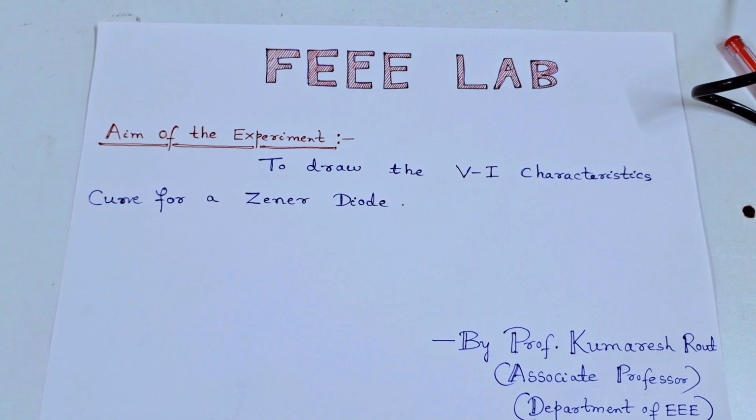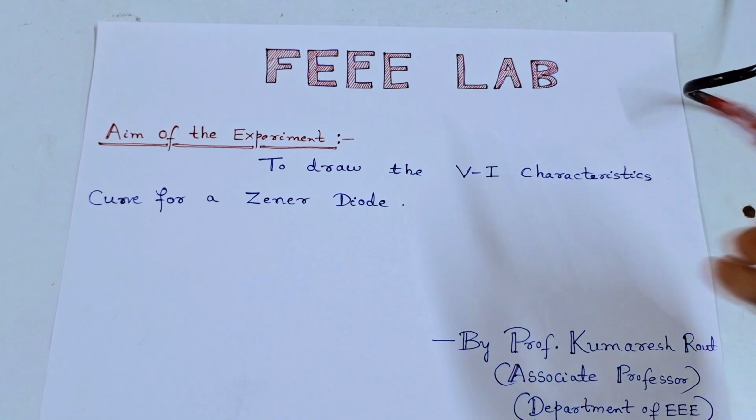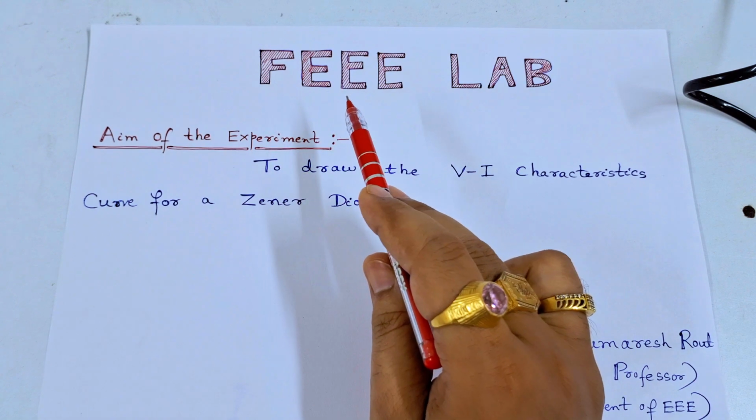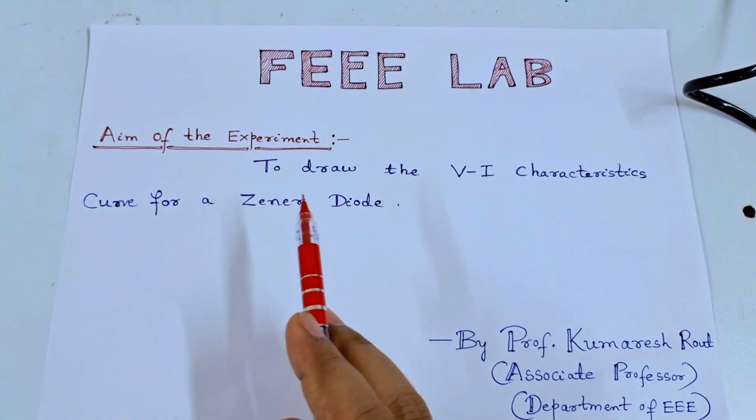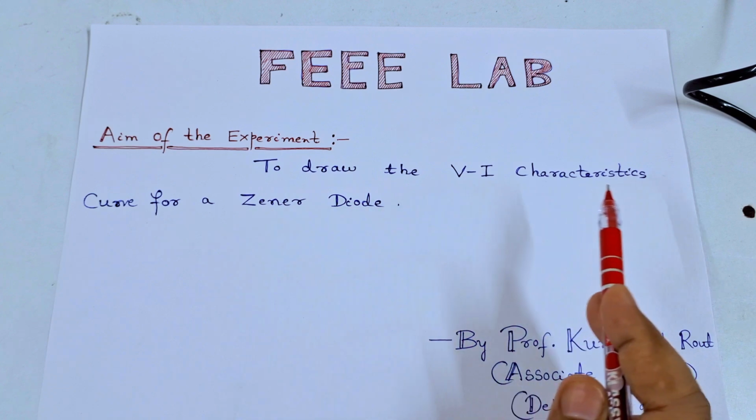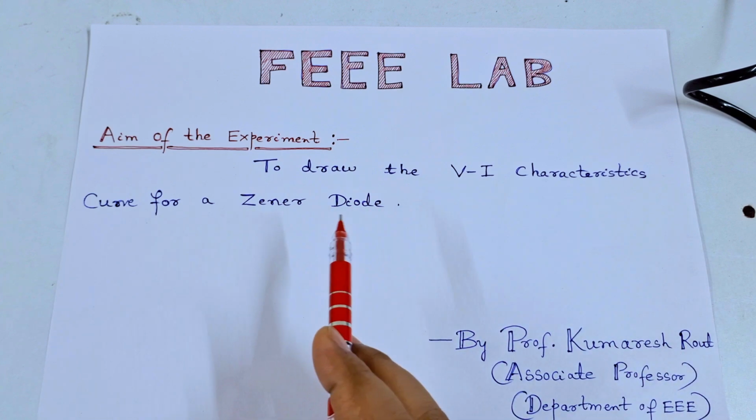Today I am going to do another beautiful experiment in the FEEE lab. FEEE means Fundamentals of Electrical and Electronics Engineering Laboratory. So as you know, FEEE stands for Fundamentals of Electrical and Electronics Engineering Laboratory. The aim of the experiment is to draw the VI characteristics curve for a Zener diode.